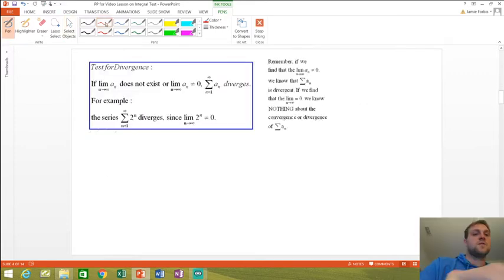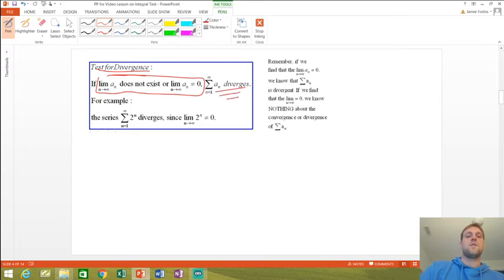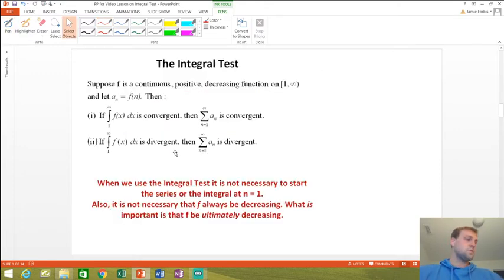The test for divergence simply says that if the limit of a sub n does not exist or does not equal 0, then the series of a sub n diverges. Prior to all of our tests, that was always our first one to go for because it's the easiest. It was the only one we really knew going into this lesson. Now we're going to add to that. We're going to add the integral test. So here's where the lesson really begins on the integral test.